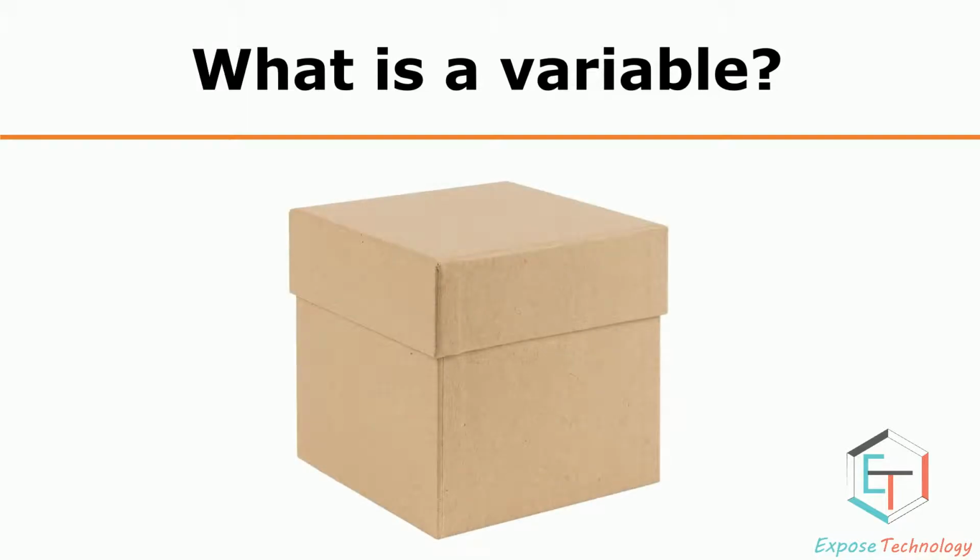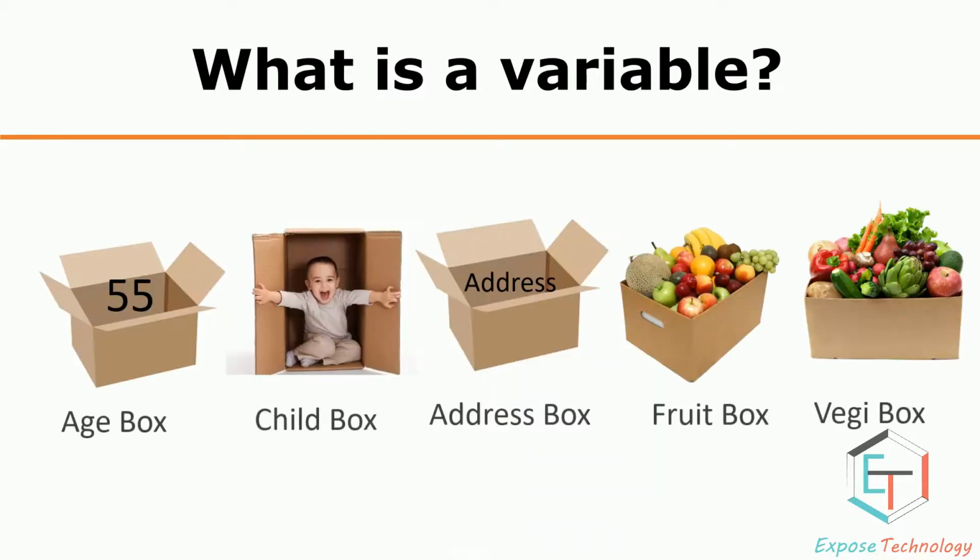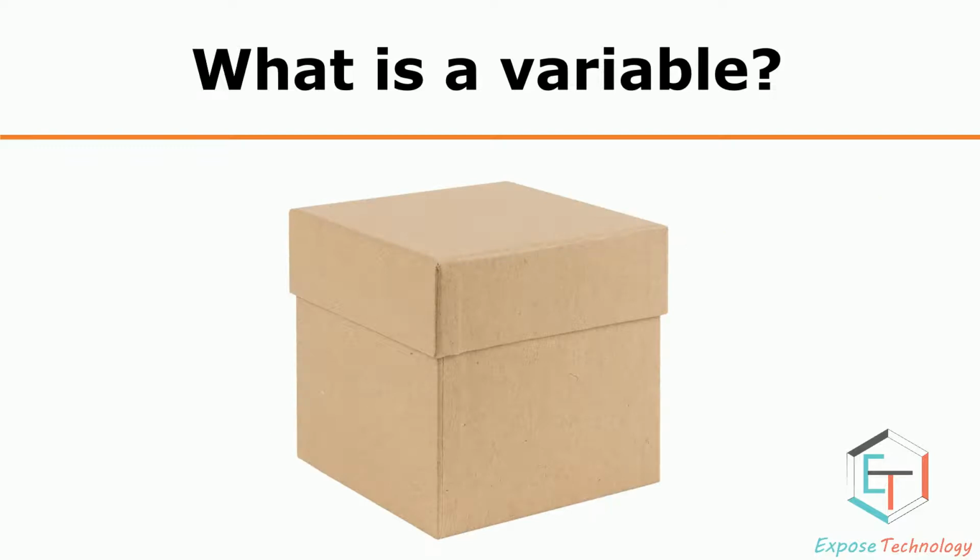Suppose you have a variable, and how can you identify what is inside this variable or box? Till now, it is difficult for us to determine what is inside this variable or box. Therefore, we have given names to each variable, like age box, child box, address box, fruit box, veggie box. So, if a variable comes with a name present on it, we can easily identify what it can contain or what kind of data it can hold.